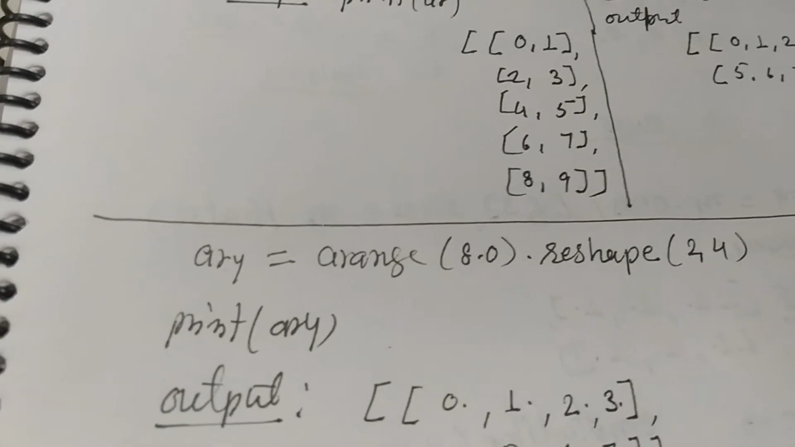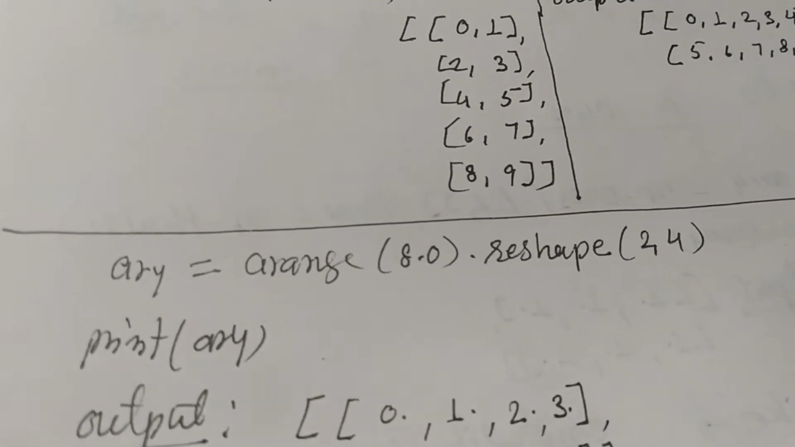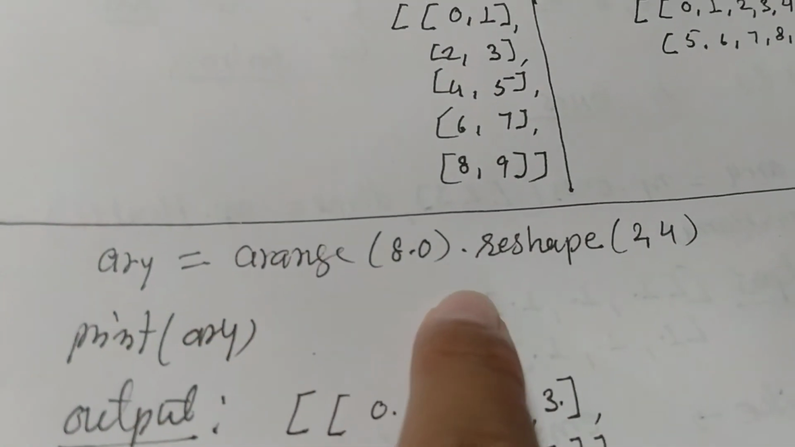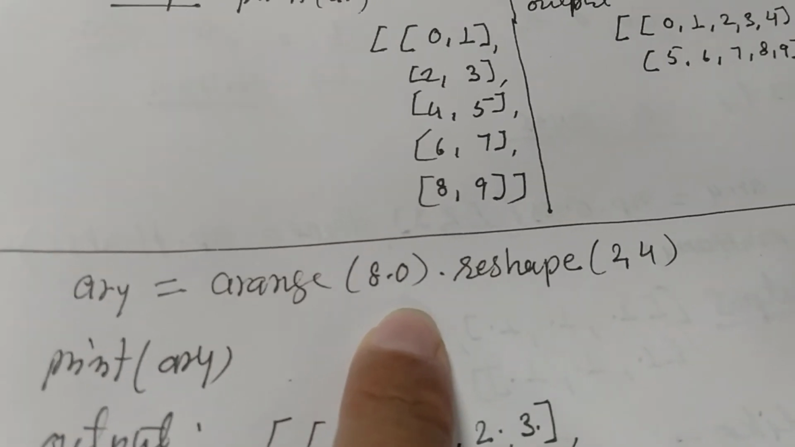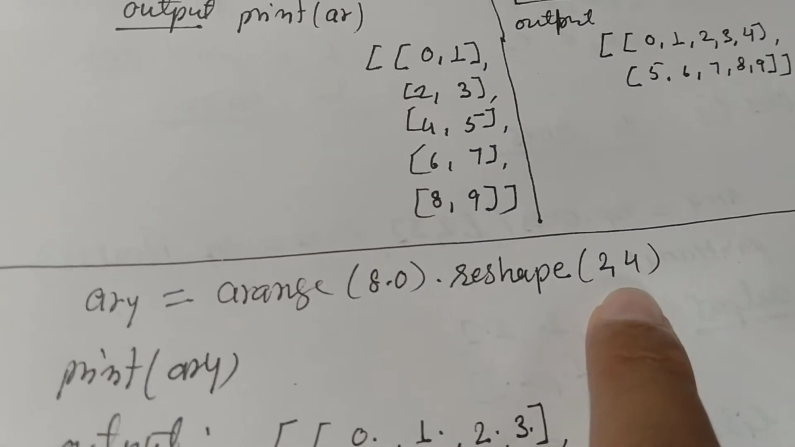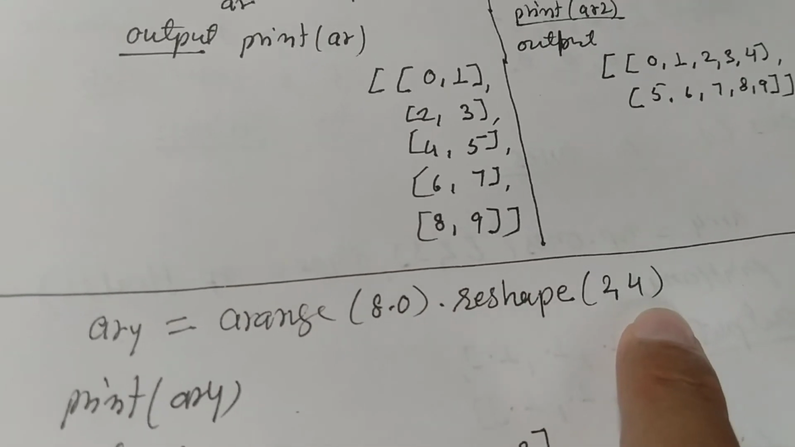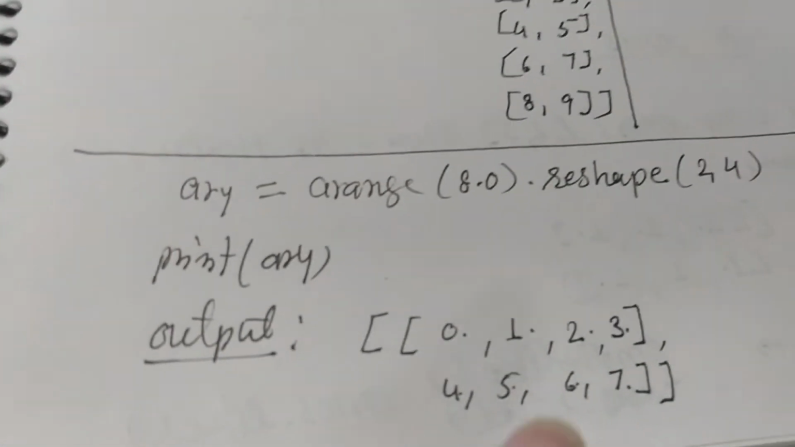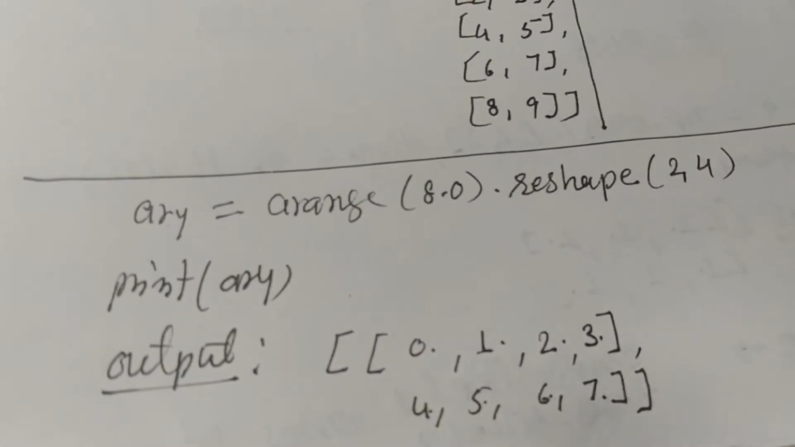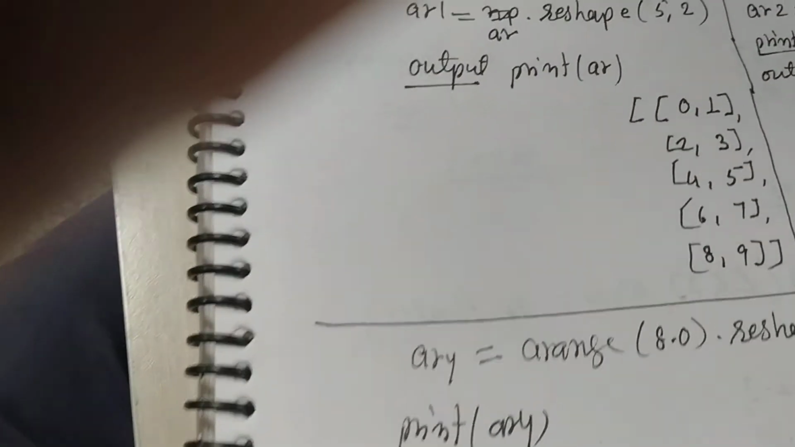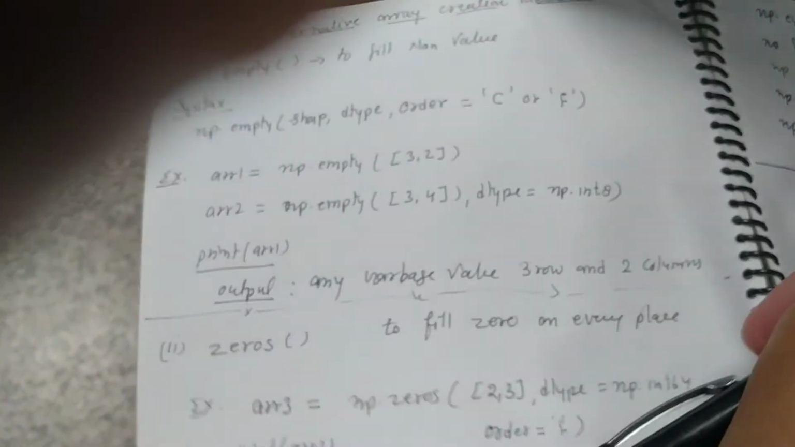And another one, directly we can use that. First we are giving the arange function with 8, which means we want to create 8 elements, and we are going to reshape them to (2, 4). It means 2 rows and 4 columns. So the answer is here: 0, 1, 2, 3 and then 4, 5, 6, 7. Total number of elements is 8.